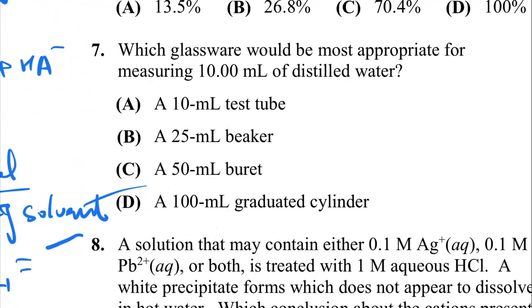Okay, number 7, I want to briefly summarize. Can you give me a list of volumetric glassware? Volumetric means it can precisely measure the volume, right? Can you list a few?